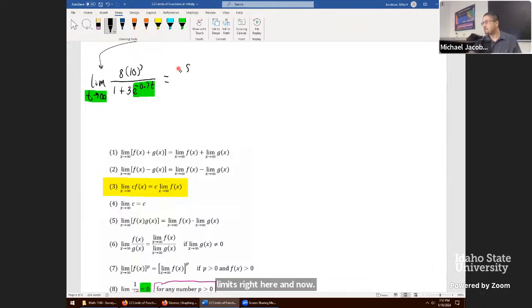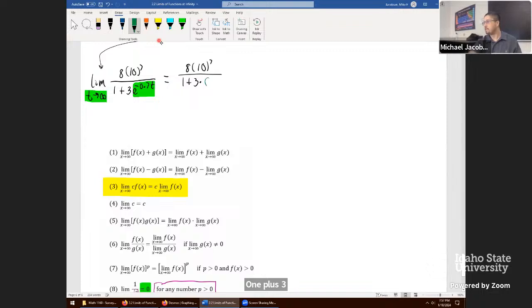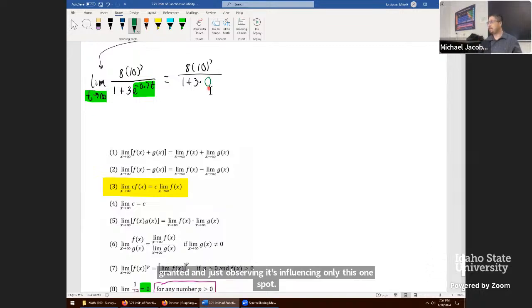We're going to get 8 times 10 to the power 7 over 1 plus 3 times 0 right here. And we didn't take any additional steps to put the limit operator right here. But again, that's because we're going towards our goal of taking the limit laws for granted and just observing it's influencing only this one spot. We got a 0, we just have to simplify our result. Any questions, folks, to that stage?